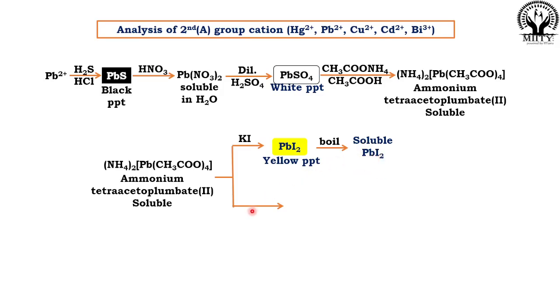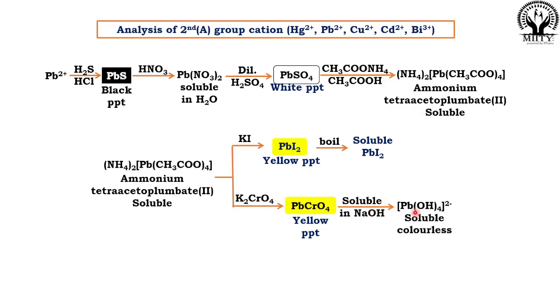To the second part of the solution we add potassium chromate so that it forms yellow PPT of lead chromate. And this lead chromate is soluble in NaOH because of formation of the complex tetrahydroxoplumbate. Like this we can identify the presence of lead in the second group.